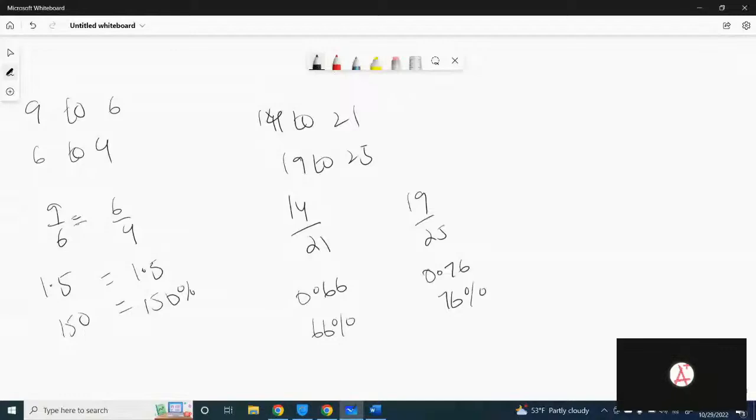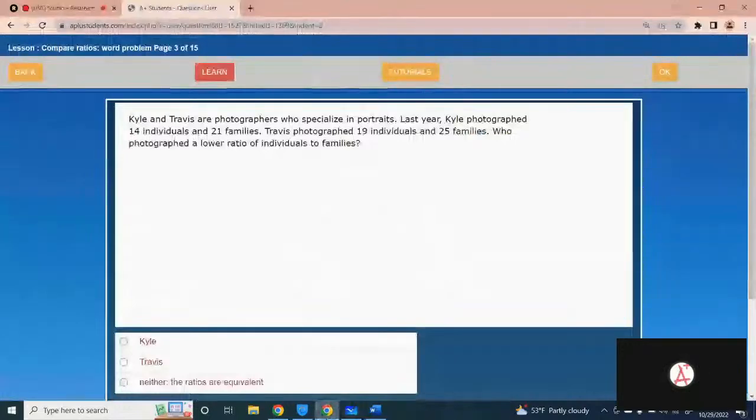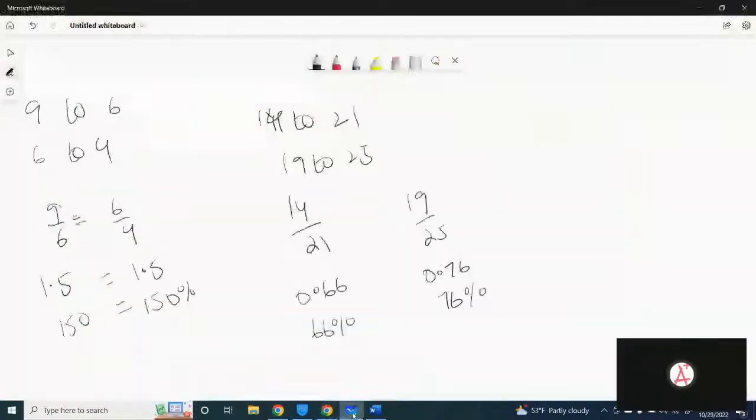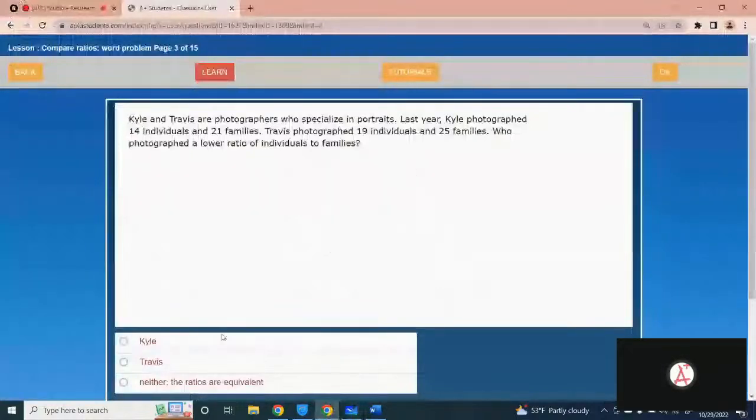So who had the lower values? The question is who photographed a lower ratio. So the lower ratio is for 14 to 21, and it was for Kelly. Got it? So Kelly had the lower ratio. Got it?